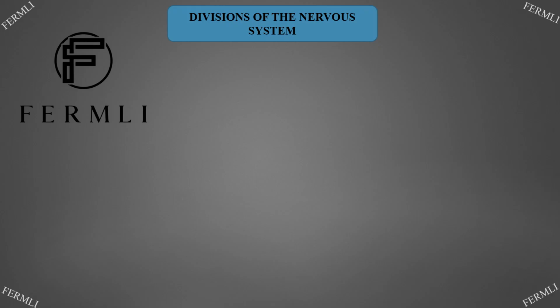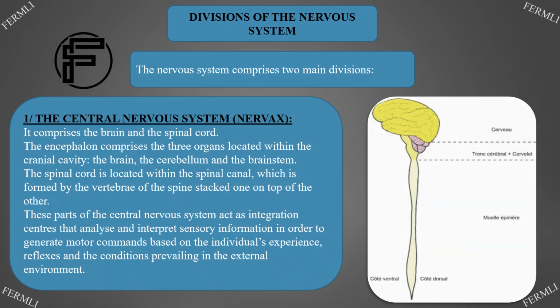Divisions of the nervous system. The nervous system comprises two main divisions. One is the central nervous system, the nerve axis. It comprises the brain and the spinal cord. The encephalon comprises the three organs located within the cranial cavity: the brain, the cerebellum, and the brainstem. The spinal cord is located within the spinal canal, which is formed by the vertebrae of the spine stacked one on top of the other.